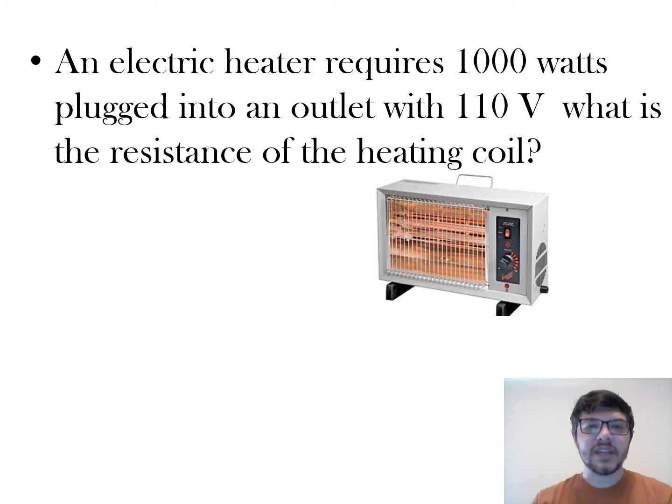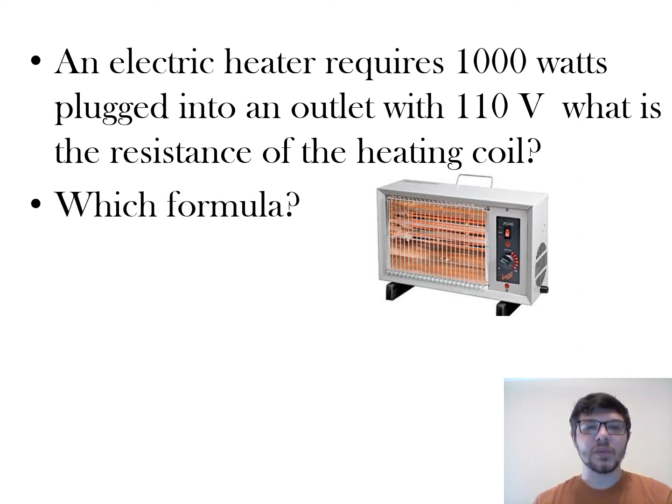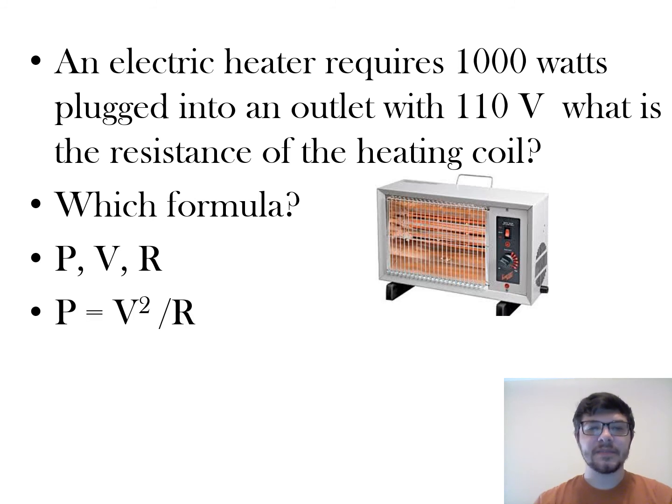All right, an electric heater. Here's another problem. An electric heater requires 1,000 watts and is plugged into an outlet that has 110 volts. What is the resistance of the heating coil? Which formula are you going to use? Well, we have P, we have V, and R is what we're looking for. So we have power, which is watts, voltage, volts, and we're asking what the resistance is.